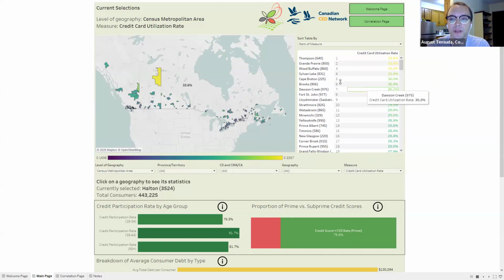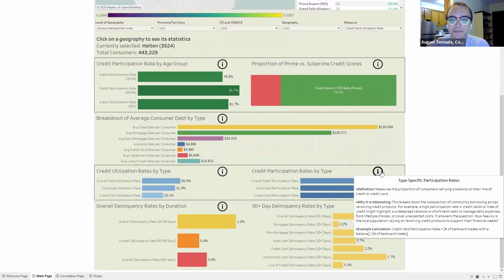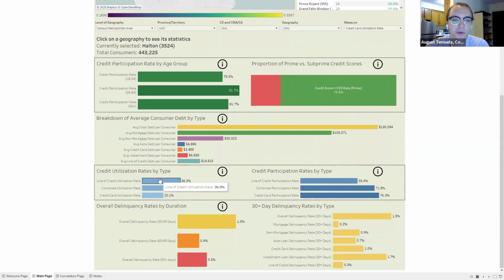And we'll take a look at some correlations on the next page, and we can see how the credit card utilization rate being higher is correlated with things like higher debt. But we'll see that on the next page. Credit participation rate. This measures the proportion of consumers carrying a balance on their line of credit or credit card. It answers the question, how heavily is the local population relying on revolving credit products to support their financial needs? So how much of the credit card are they using, and then how many people are actually using a credit card? And then below we have delinquency rates.